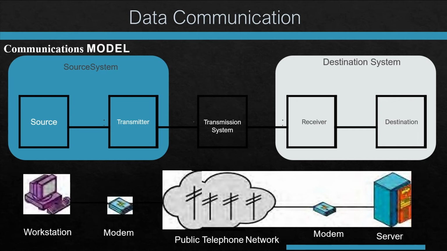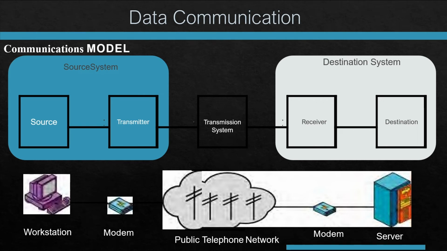We begin from the source system. This is a device that generates the data to be transmitted. Examples are a telephone and a personal computer. The transmitter: usually the data generated by a source system are not transmitted directly in the form in which they were generated. Rather, a transmitter transforms and encodes the information in such a way as to produce electromagnetic signals that can be transmitted across some sort of transmission system.